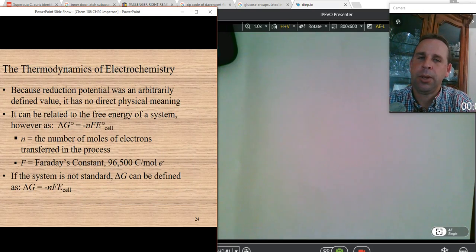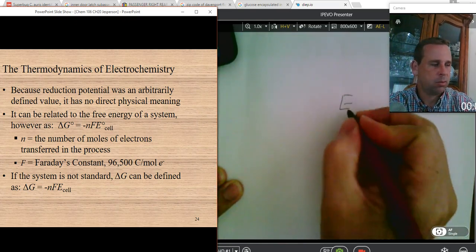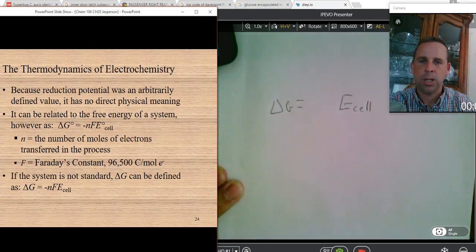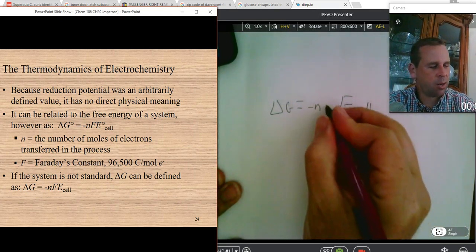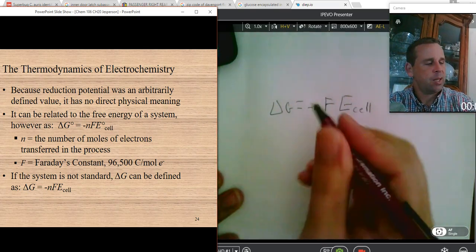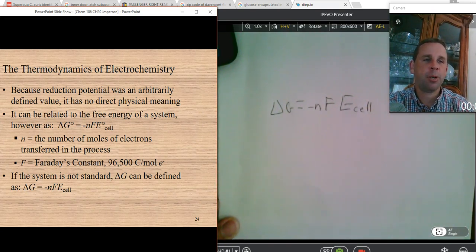So, here's our relationship between E and delta G. Delta G can be retrieved from E, or if we have delta G, we can identify E. If we know how many electrons are transferred, and we use a constant to relate the units appropriately. The number of electrons transferred is identified by looking at the balanced cell and finding out how many electrons are transferred from one species to another.